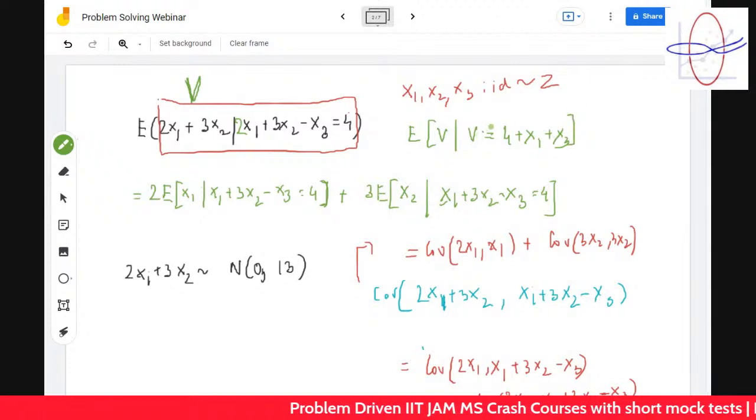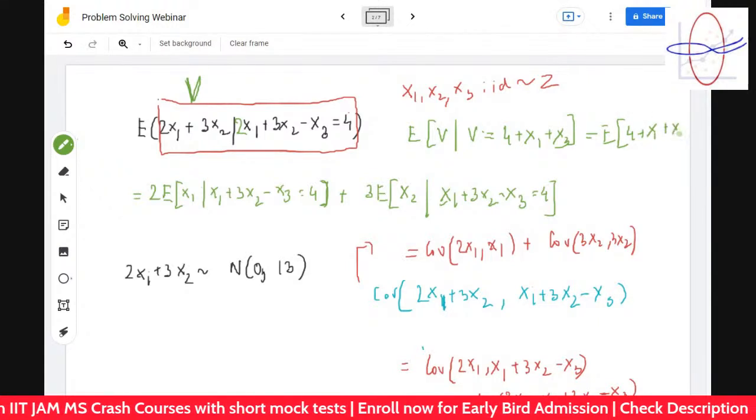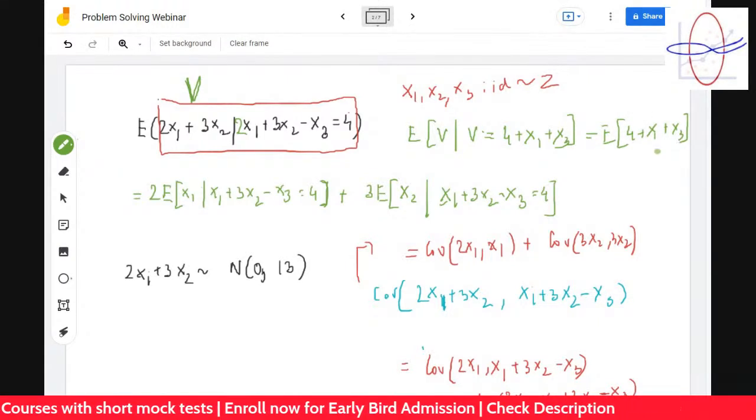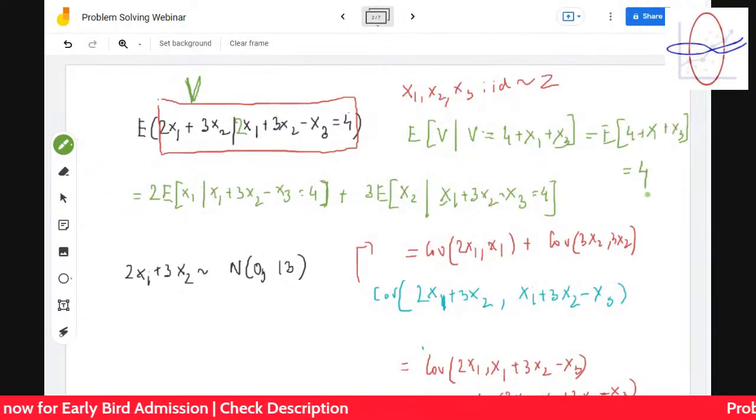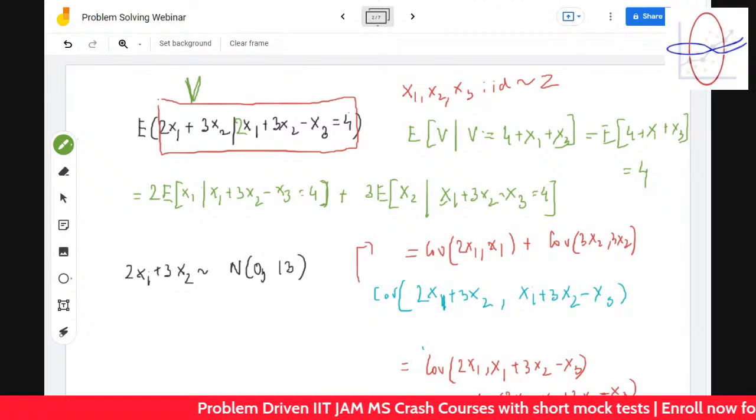So expectation of V given V is equal to 4 plus X1 plus X3 is what? Expectation of 4 plus X1 plus X3. And X1 and X3 are IID normals, so standard normal, and their expectation is 0. So this is coming out to be 4. So this is a super short method of doing that. Okay, and it's super interesting and super easy. Actually, it just goes logically.